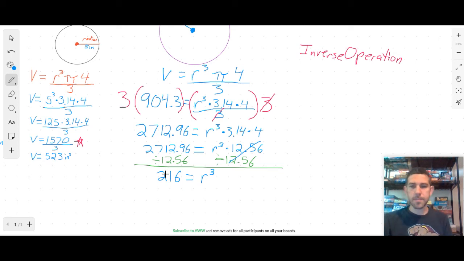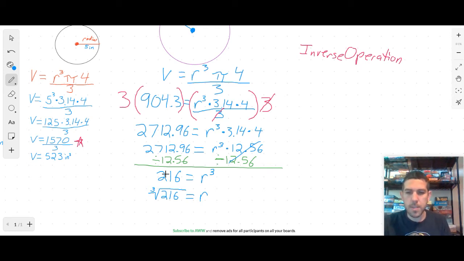We're almost there. The last thing we're going to do here is figure out that the answer is not 216. R cubed is 216. So in order to figure out what r is, we have to do the opposite of cubing. The opposite of cubing is called cube rooting, cube root. It's kind of like the square root symbol that we saw in the other problems, but it's going to have a little 3 right here showing that it's a cube root, not a square root.